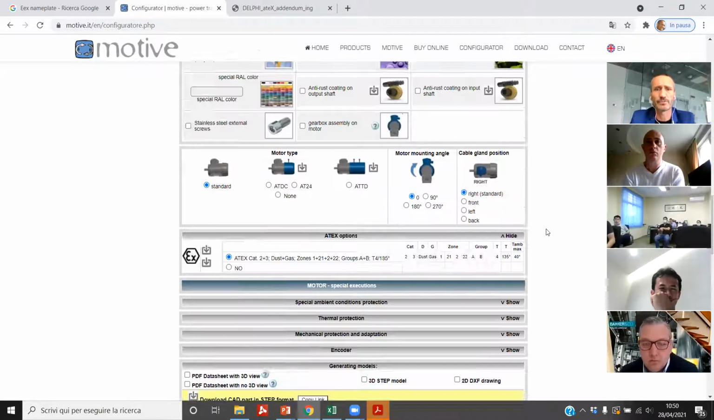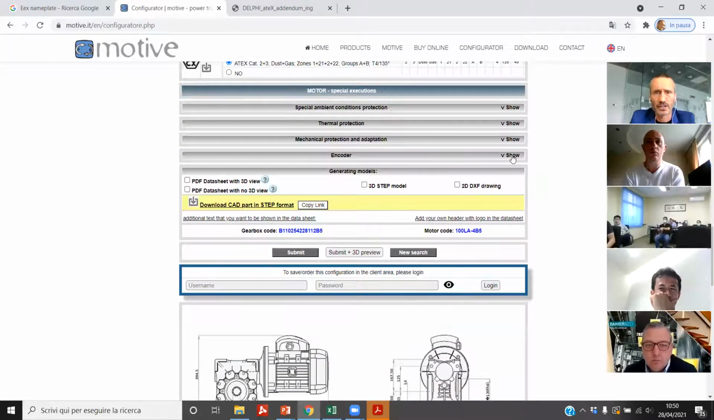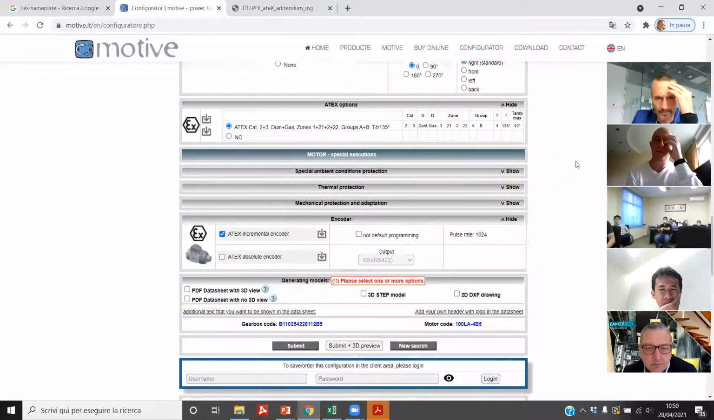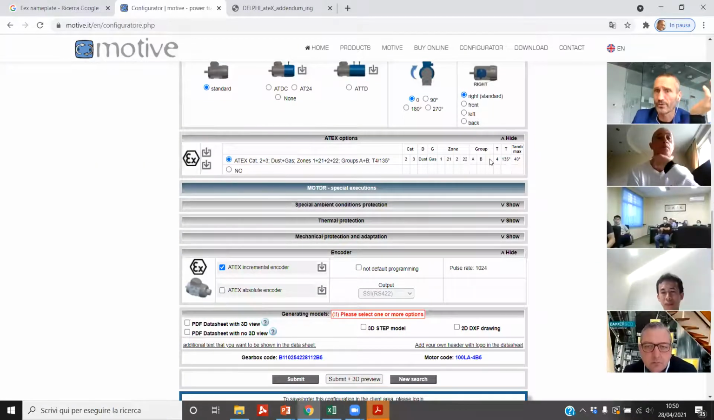Then I may decide to also put an encoder. In this case, it will only offer me an ATEX encoder, okay, and not another. Let's do submit, and let's see what happens to our ATEX. It's still for the same groups because the encoder was suitable for group C. So we didn't limit anything.